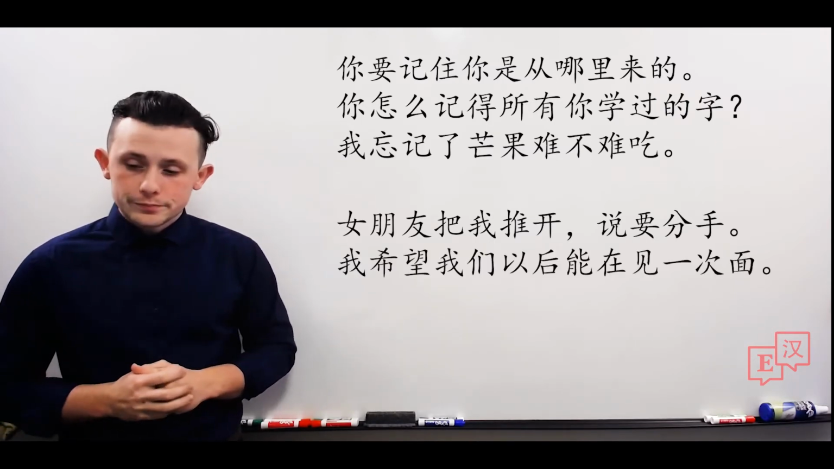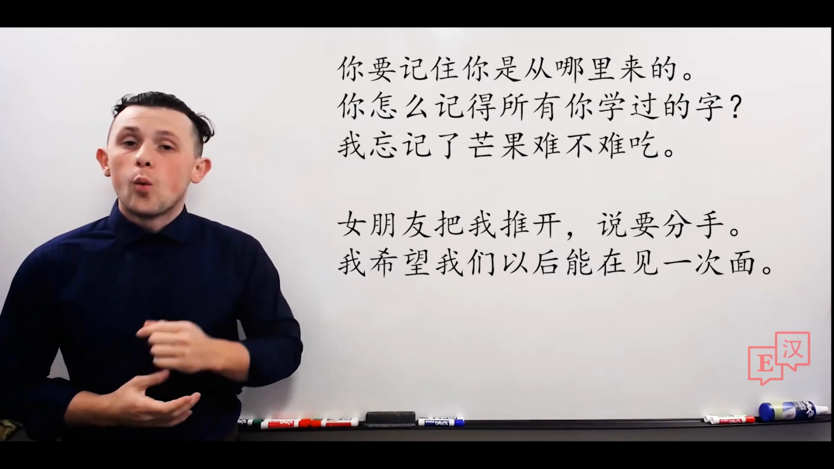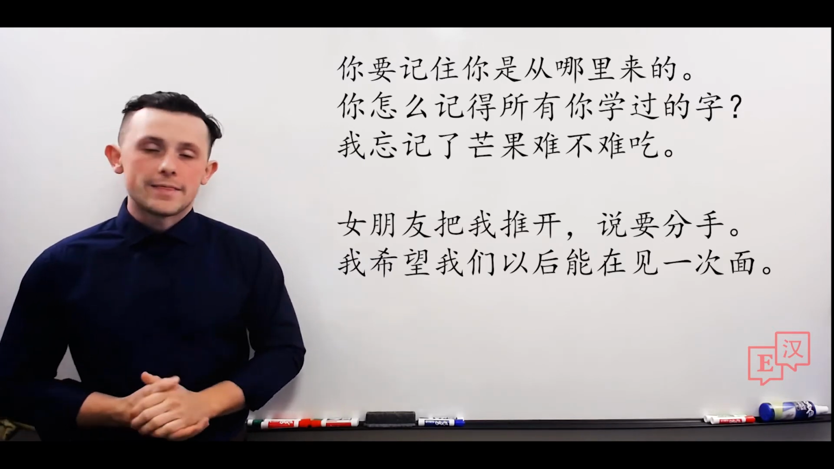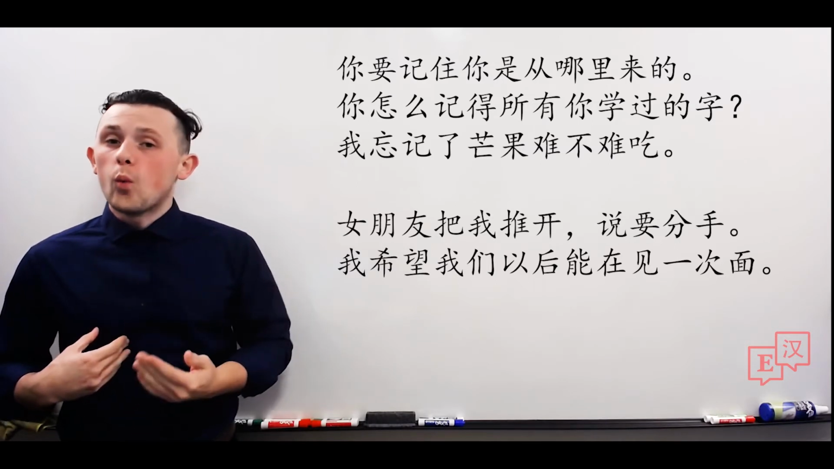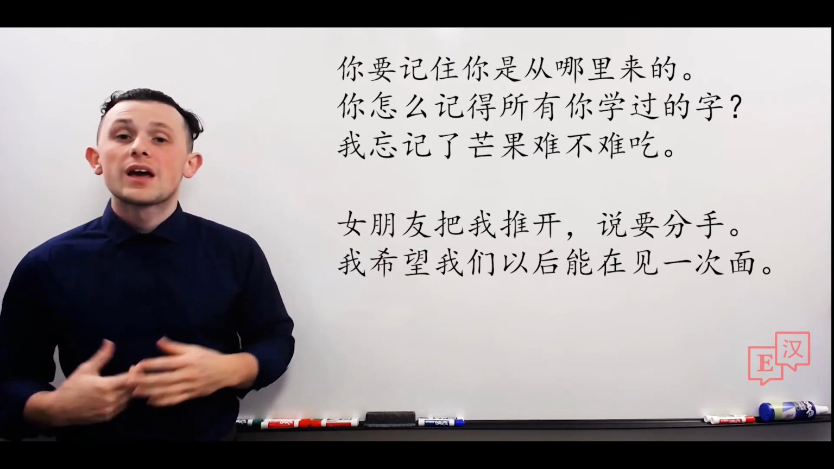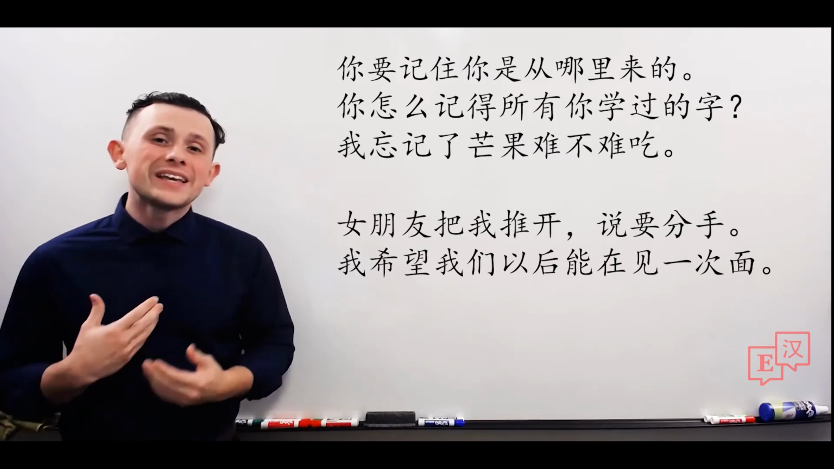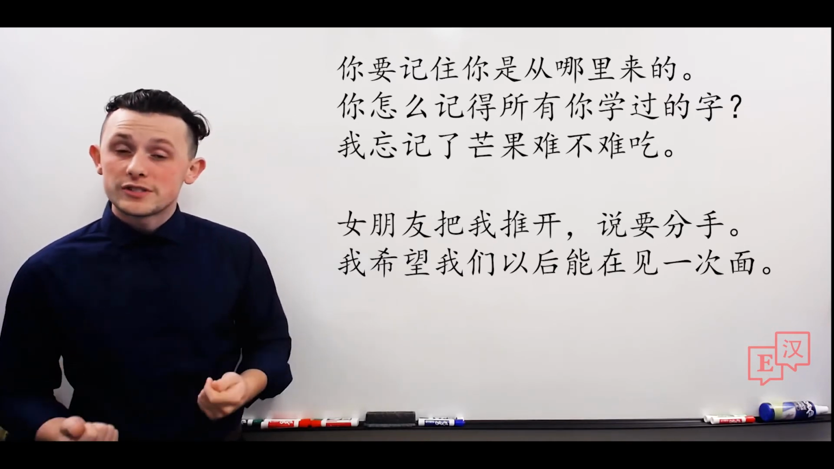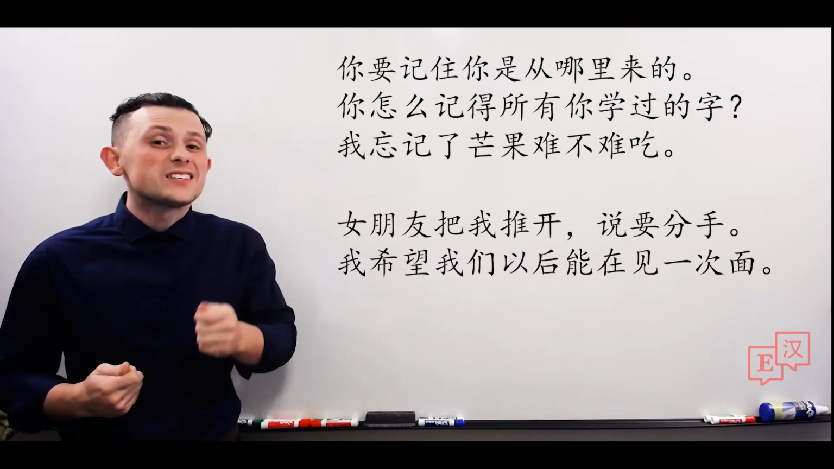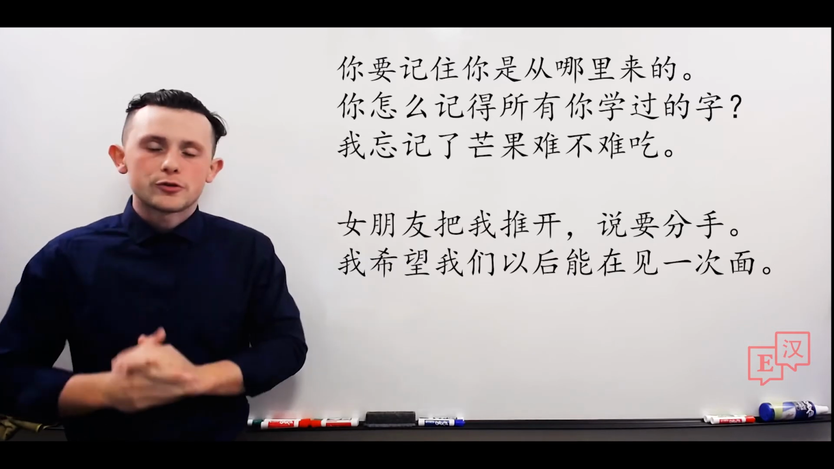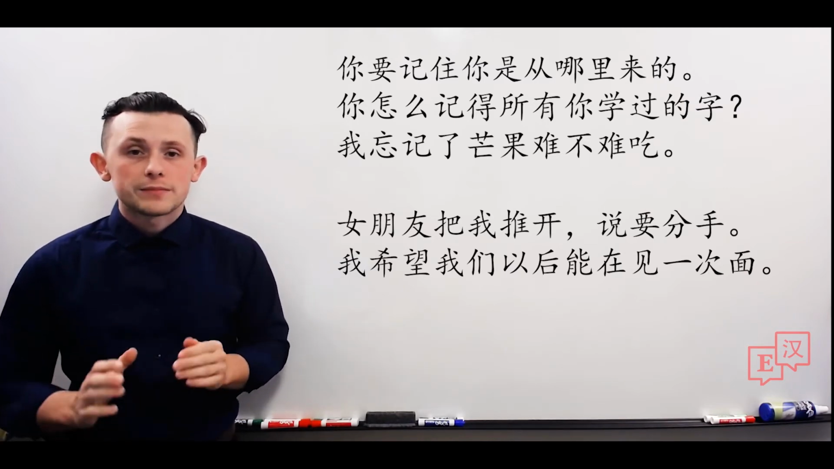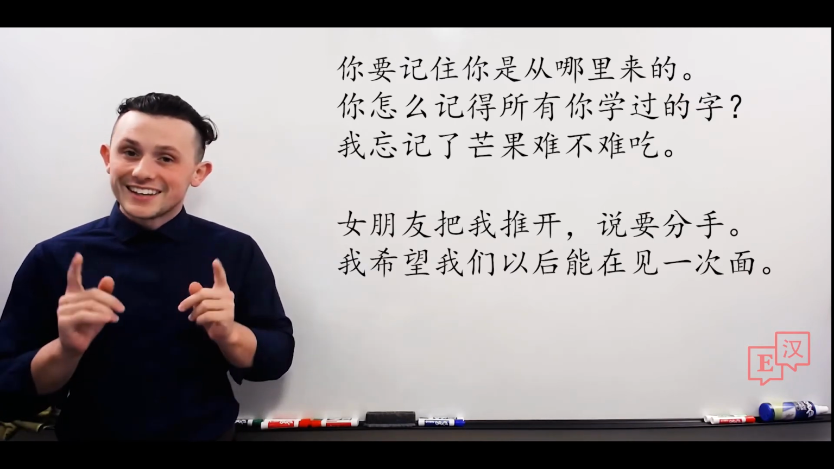Our next example. 我希望我们以后能再见一次面。I hope or I wish that in the future we can see each other one more time. 见面 to see each other. 一次 one more time. Now remember, in Mandarin, we will put the 一次, just like with duration of time, right after the verb. 希望 means to hope for or to wish for, and it again functions just like those concepts do in English. Nice and convenient.